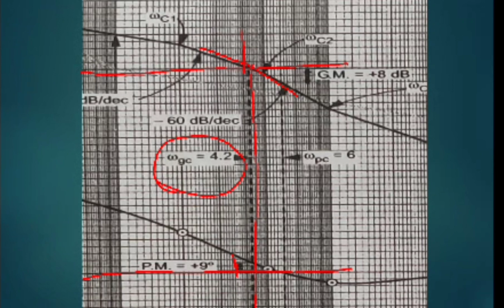Next, coming to the value of omega phase crossover frequency, that is at this particular point where it crosses the minus 180 degree line. So omega PC is equal to 6. Just extending the line upwards, the magnitude of the gain margin is plus 8 decibel. As both the values are positive, the system is stable.